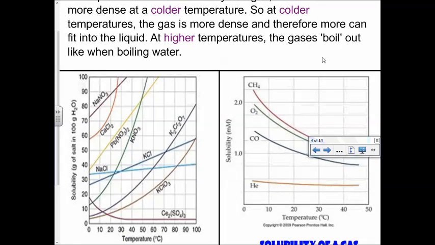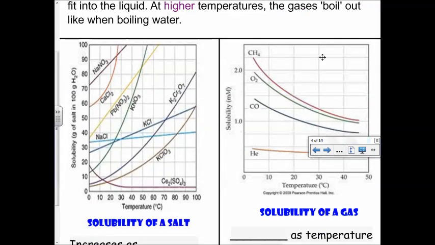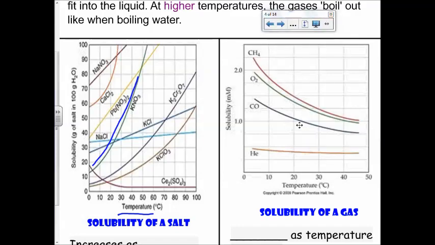So in a colder liquid, you can dissolve more gas, which is kind of the opposite of our solids. You'll notice on our x-axis here in these graphs is temperature. As you increase the temperature of solids, you'll notice that we are able to dissolve more and more of our solute. However, gases, on the other hand, as our temperature goes up, we are actually dissolving less gas in that.